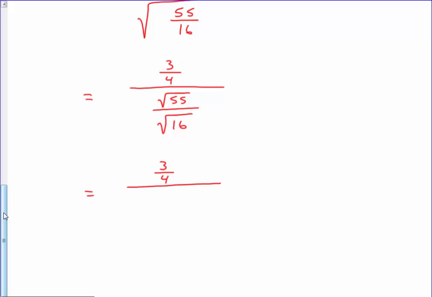I can't take the root of 55. Also notice that if you were to factor 55, 55 is 5 times 11. So even factoring 55, there are no perfect square factors contained within it. And so we don't do anything with the root of 55. So here, root of 55 would stay in the top. Now, root of 16, I can do that. Root of 16 is 4.